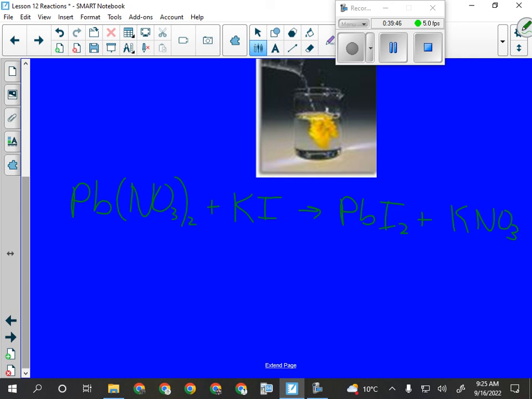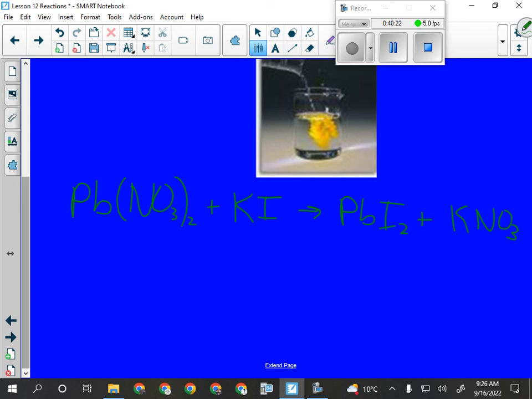How many leads are there here? 1. How many nitrates are there? 2. 1 potassium, 1 iodine, 1 lead, 2 iodines, 1 potassium, 1 nitrate. So the biggest number is 2, and it's on 2 of my items. There's 2 iodines, there's 2 nitrates. Does it matter which one I choose to balance first? Makes no difference. I'm supposed to start with the biggest number, and there's a tie. Flip a coin. I'm going to start with nitrate just because it starts first.